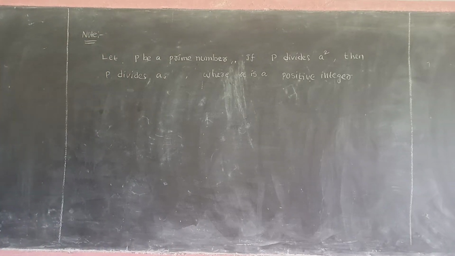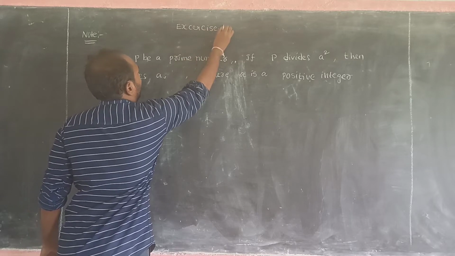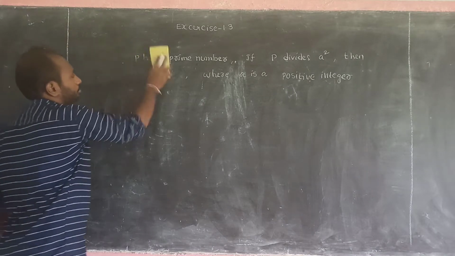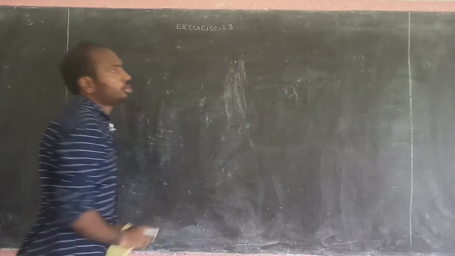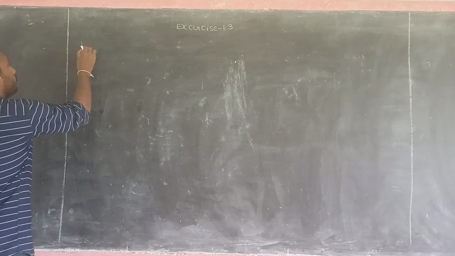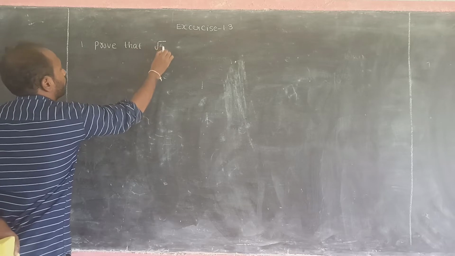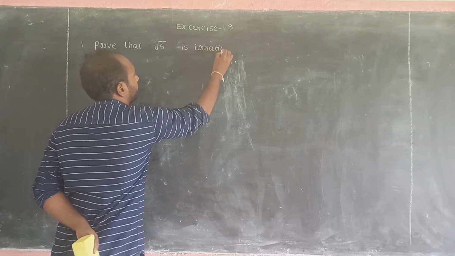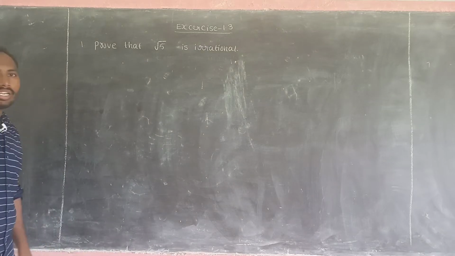The first problem: prove that root 5 is an irrational number. Exercise 1.3, write down. First problem, prove that root 5 is irrational.